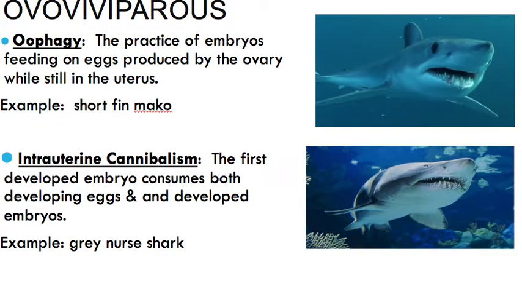So with ovoviviparous, some of them experience some weird stuff, like oophagy, which is the practice of embryos feeding on eggs produced by the ovary while they're still in the uterus, which is what mako sharks will do. And then there's also intrauterine cannibalism, which is when the first embryo that develops will then consume both the other developing eggs and other developed embryos. Gray nurse sharks will do this. So it's basically whoever's first then eats everybody else, which is just a little bit terrifying.